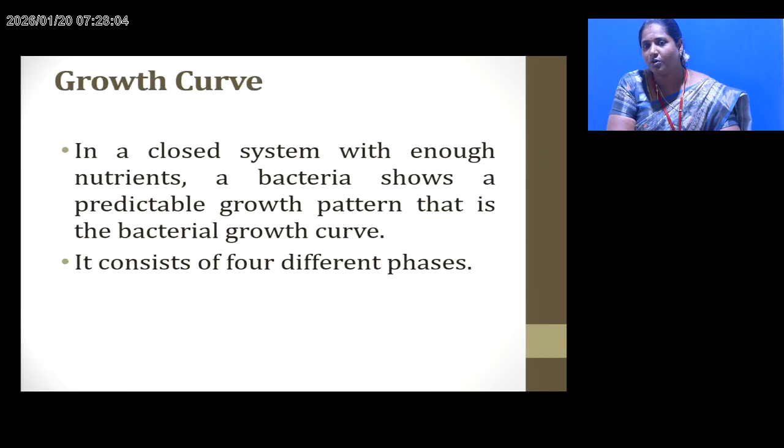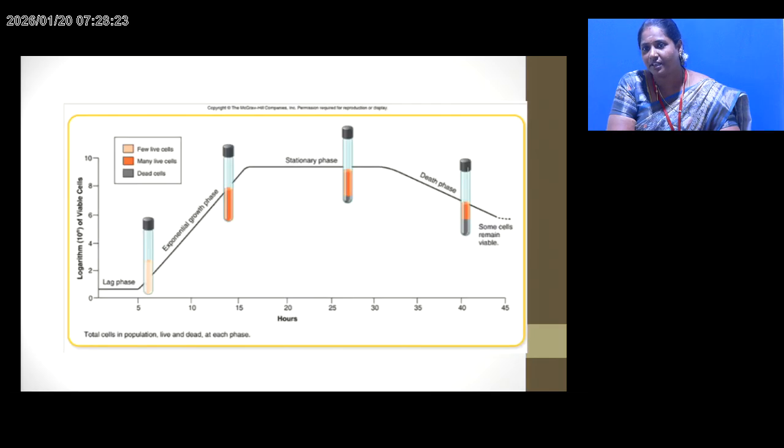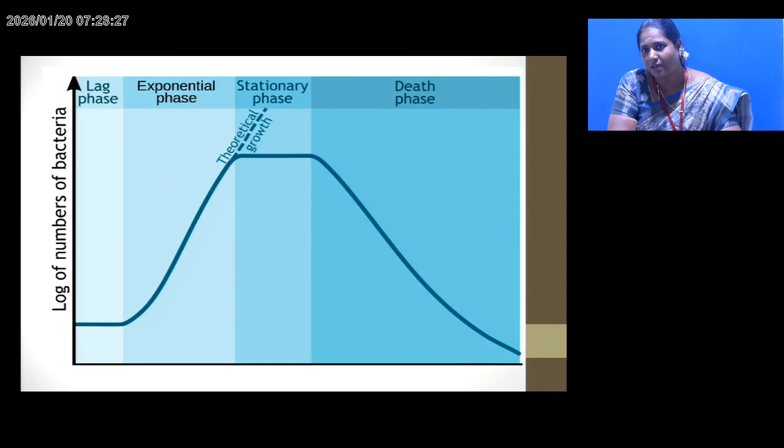The growth curve is a closed system. It contains enough nutrients, and bacteria show a predictable growth pattern, that is the bacterial growth curve. It consists of 4 different phases: lag phase, log phase, stationary phase and death phase. This image also shows the bacterial growth curve plot.